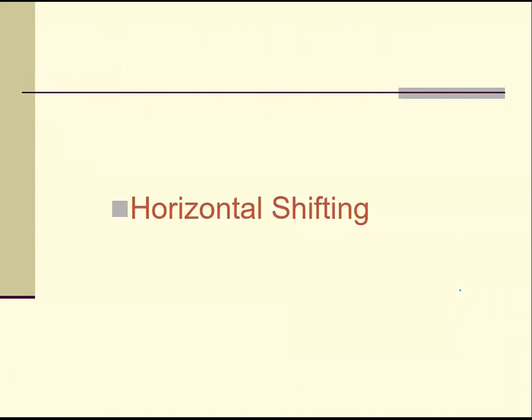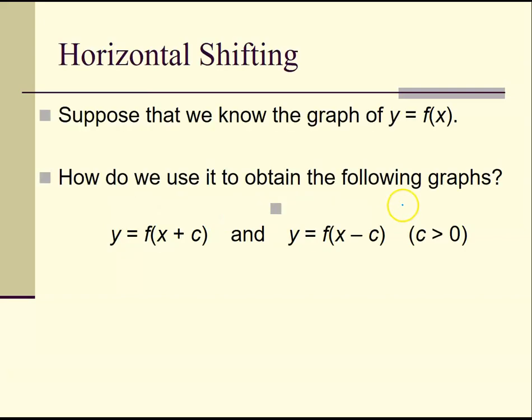So how about horizontal shifting? Horizontal means the horizontal line, right? It will go this way, so it will go inside of the function. How do we use it to obtain the following graph? It will give you f(x plus c) and f(x minus c). Remember, in the vertical shifting, it is outside the function: f(x) plus c and f(x) minus c. But here it's inside the function: f(x plus c), f(x minus c).